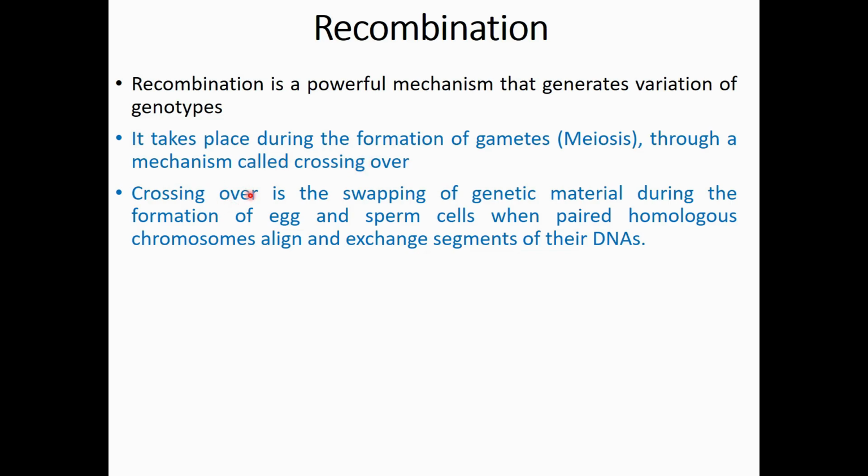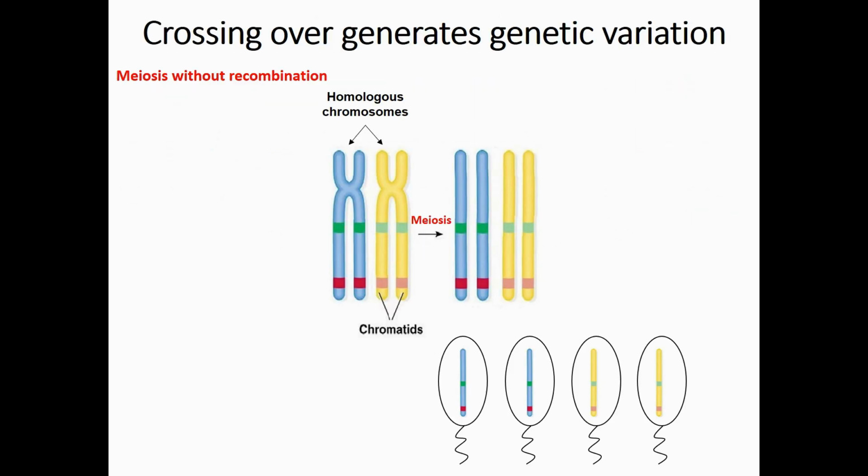Crossing over is a swapping of genetic material that happens during the formation of sperm and egg, i.e. during meiosis, when paired homologous chromosomes align and exchange segments of their DNAs. Let's first see the case of a meiosis happening without recombination first.